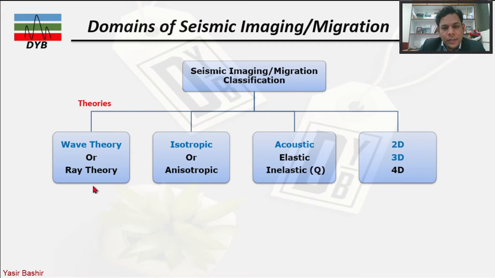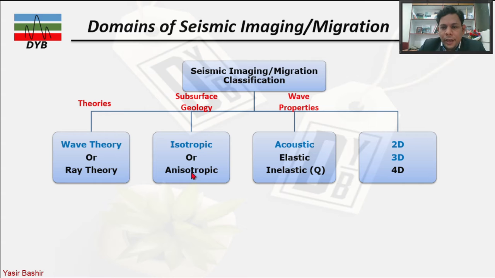in geophysics. The second thing is when we are looking at the subsurface geology, there are two cases: one is isotropic and another is anisotropic. We can also add some more complex geometry such as elasticity or absorption, which involves Q. But in general, we have two: either the subsurface geology is isotropic or anisotropic.